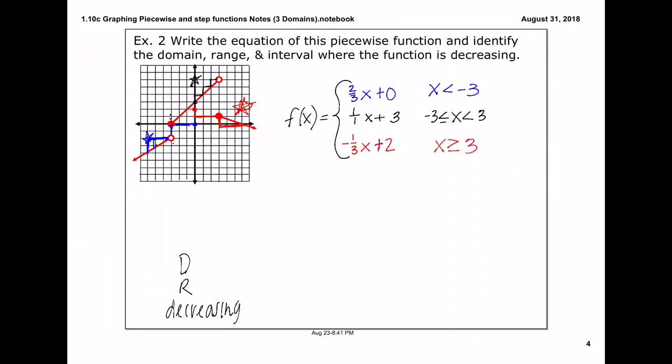After we have our function written, we then want to look at our domain. So when we look at where our function is coming from to where it's going to, we can see that it covers all of the x values from negative infinity to positive infinity. When we look at our range, we're looking at our y values. What is the lowest y value our graph touches? What is the highest y value our graph touches?